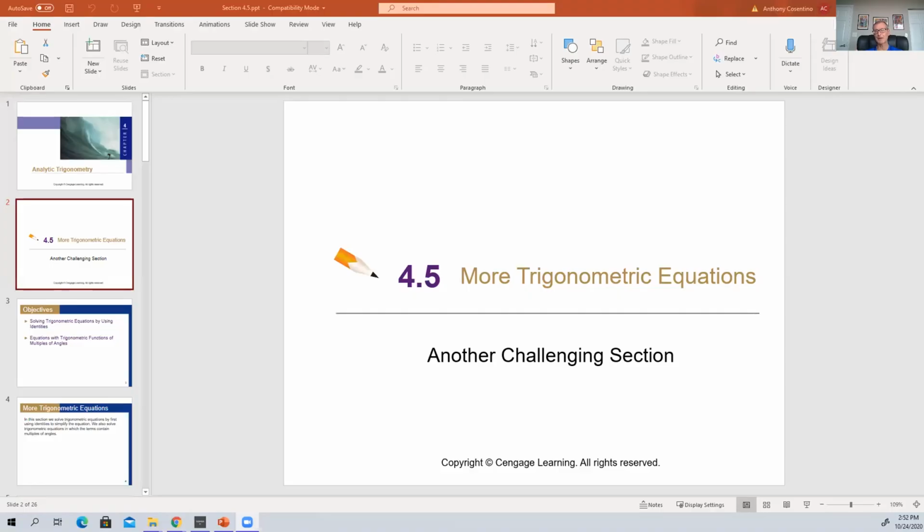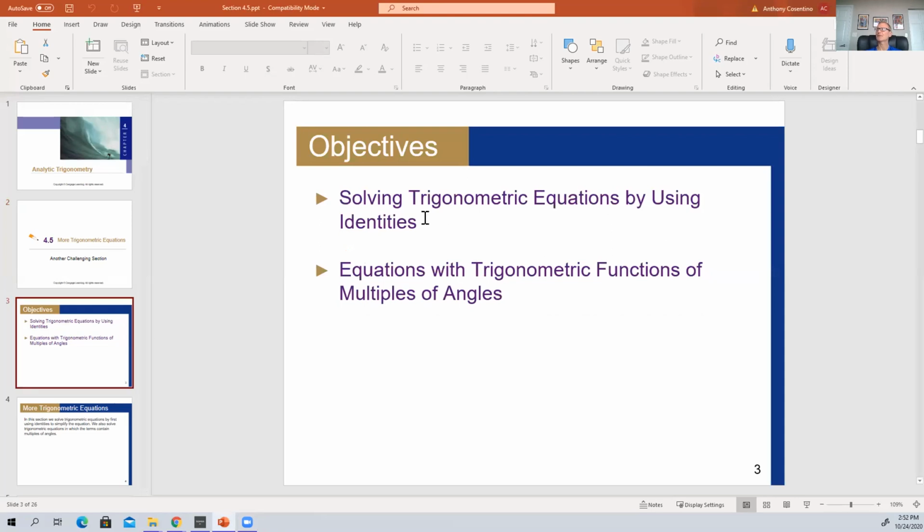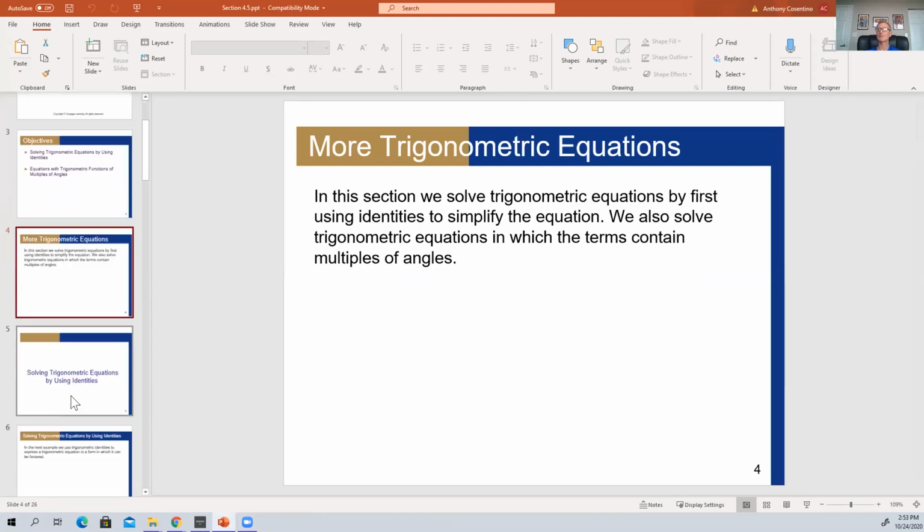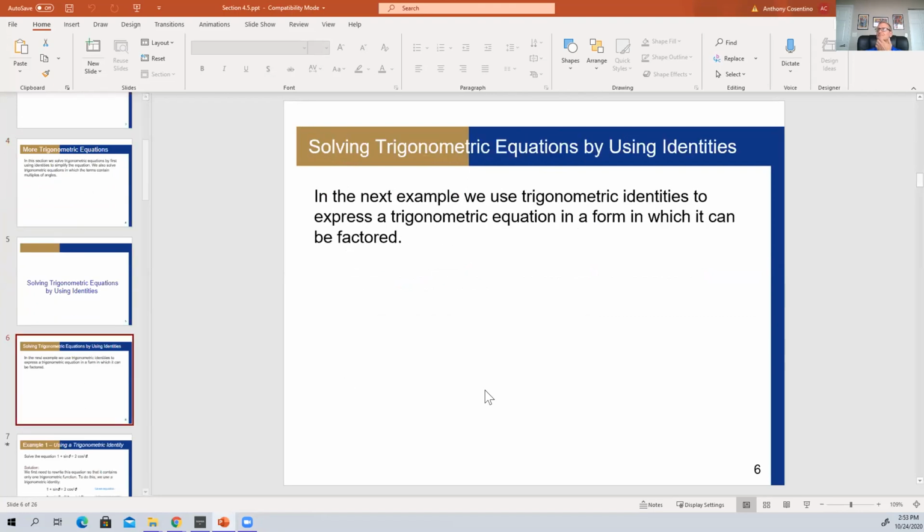So let's just jump right into this. And I'm going to go through a variety of different examples. And what we're going to start with first is this idea of solving trig equations by using identities. And so we're going to use identities and then solve for all possible angles. And so in this section, we first must simplify the equation so we could solve it for all the angles.